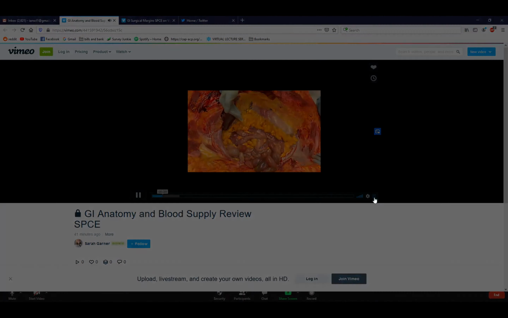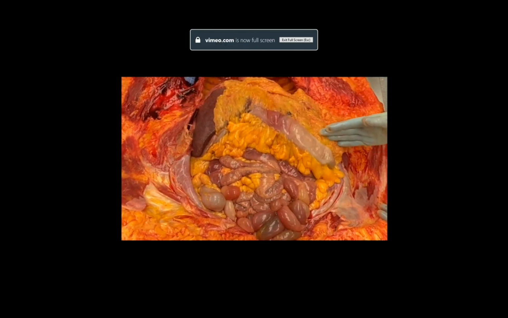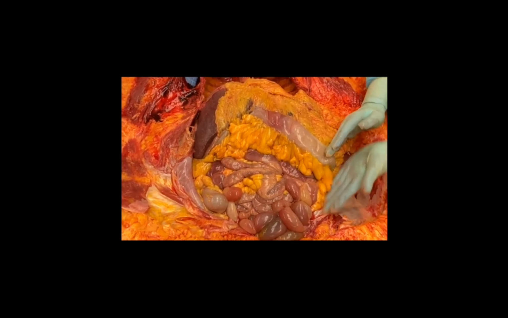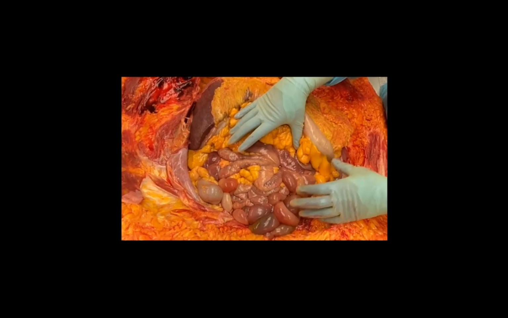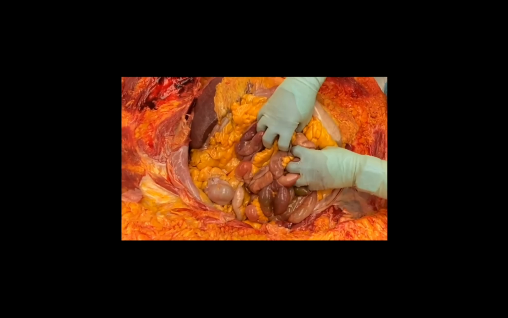Remember that your large intestine is like a picture frame. So you have ascending colon, hepatic flexure, transverse colon, splenic flexure, descending colon, sigmoid colon, rectum. But in the middle of that, you have your small intestine here. So all of this is going to be your small intestine.